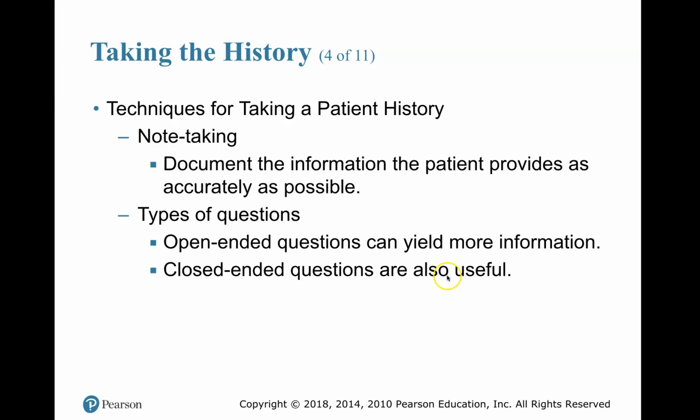Some techniques you can use for taking patient history is take notes. Document the information the patient provides as accurately as possible. Types of questions. Open-ended questions can yield more information. So, if you say, have you had a heart attack? And they're going to say, yes. That's a closed-ended question because they're only going to give you one answer. Instead, you can ask, how many and when? Then they can give you all that information.